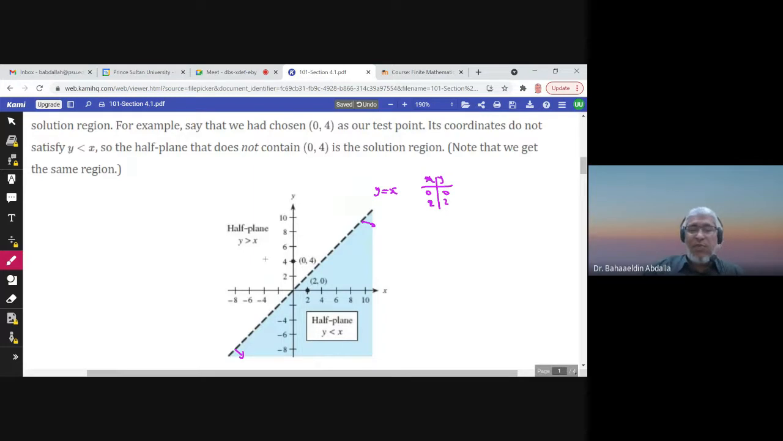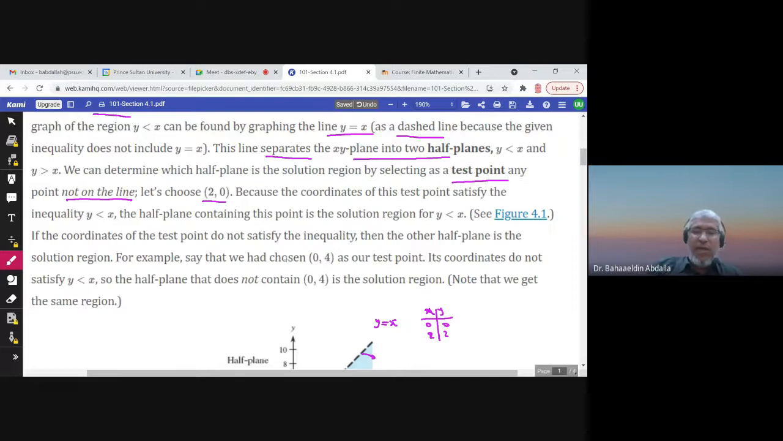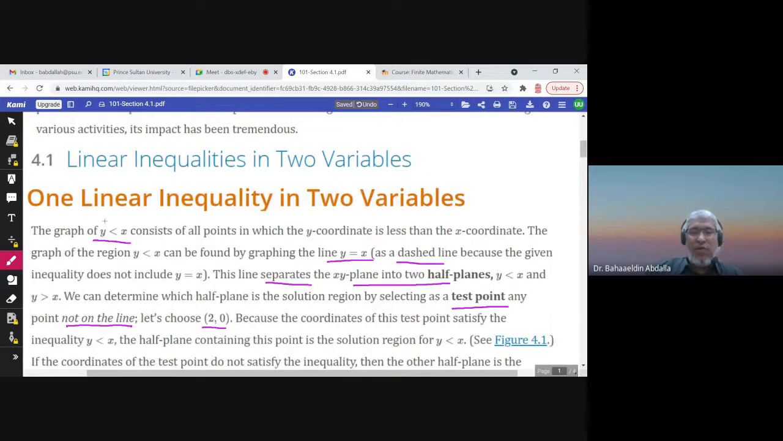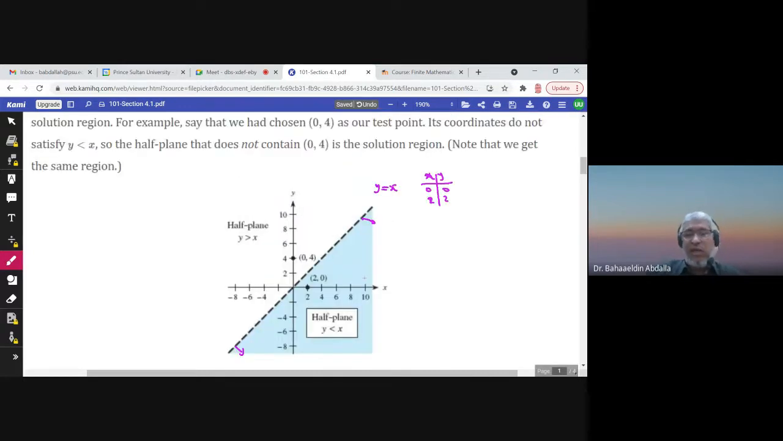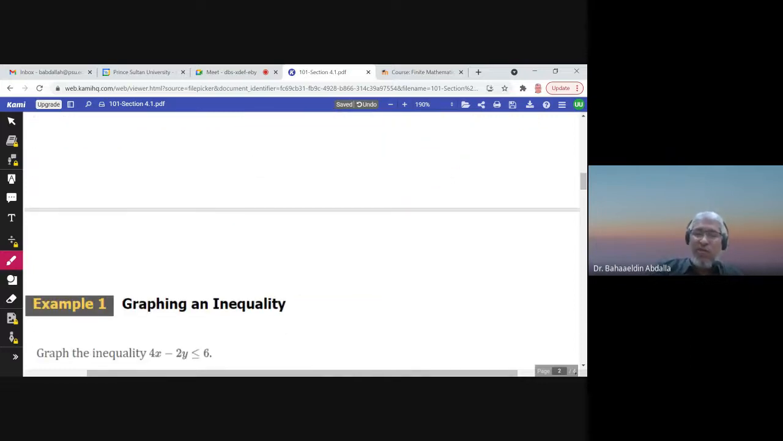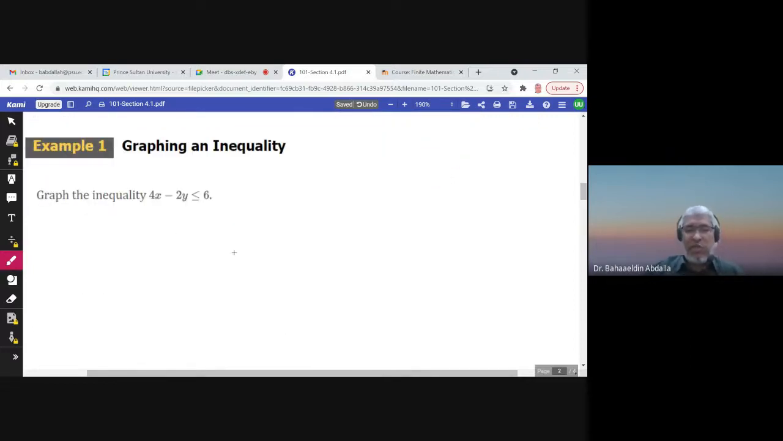Now, if you select a point, for example (0, 4), it's in the other half. If you replace y here by 4 and x by 0, because the point is (0, 4), you will find that 4 is not less than 0. So this means that the point (0, 4) is not in the solution set of this inequality. So this half is not the solution, and the other half would be the solution. So this is how we solve a linear inequality in two variables.